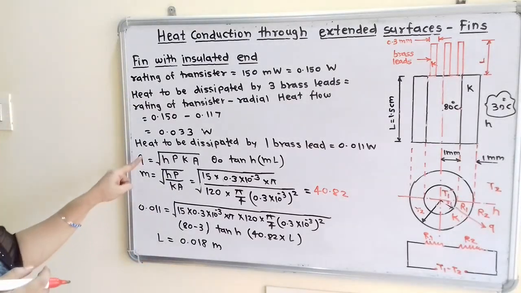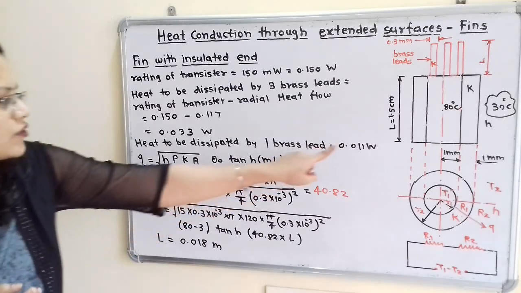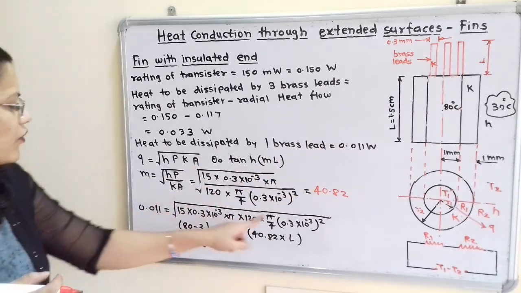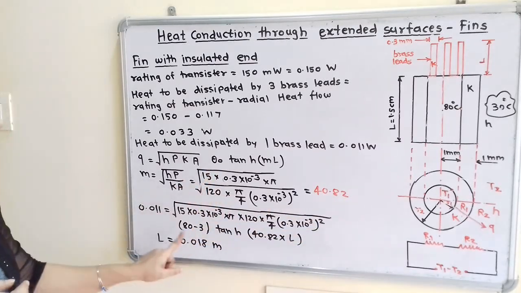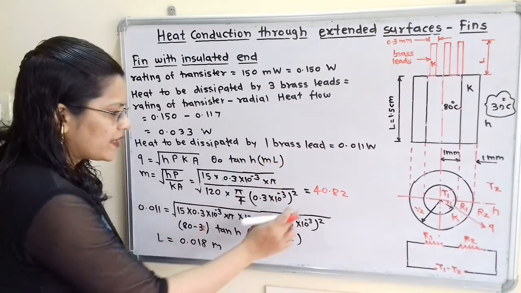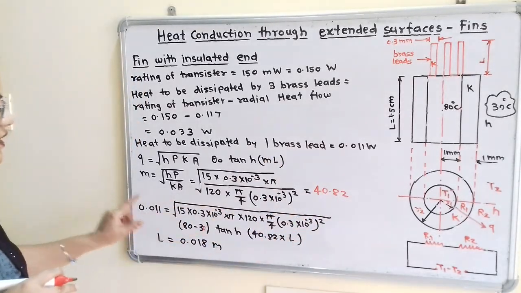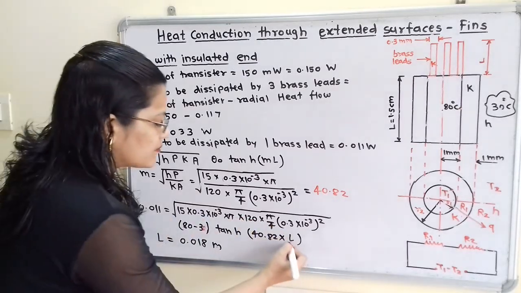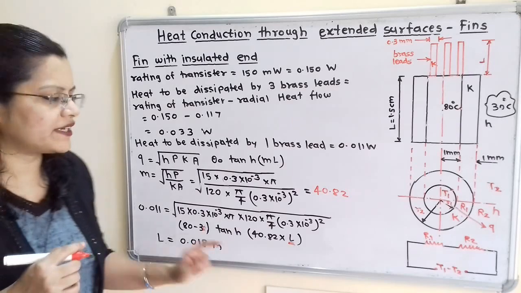Then we will put the value. So value of Q is known, 0.011. Then under root of H P K A, that we have to write all the values, into theta O, 80 minus 30, and tanh ml. So M is 40.82 into L. If we observe this equation, there is only one unknown term, that is L, and the value of L is equal to 0.018 meter.